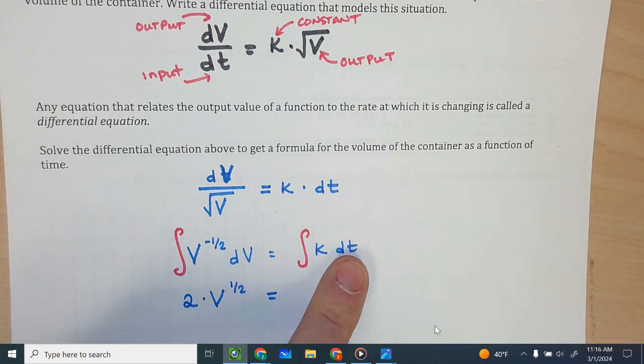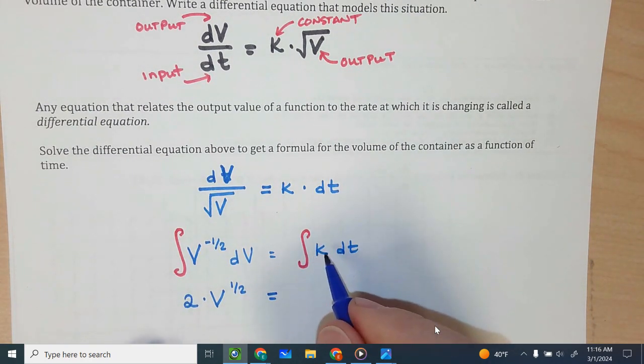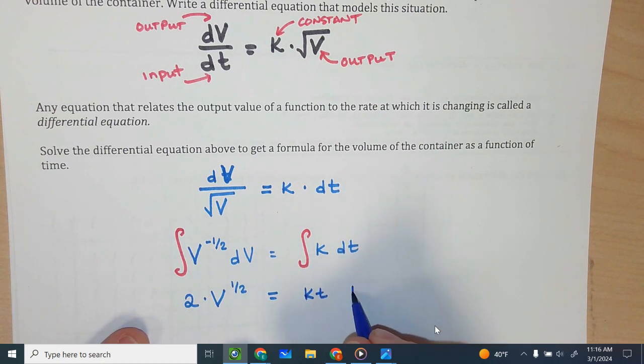On the other side, we are going to kick the power up by 1. Since this is a number, imagine what you would do if this was a 2. Were this a 2, you would say 2t. But it's a k, so we're going to say kt plus meow, the cat.